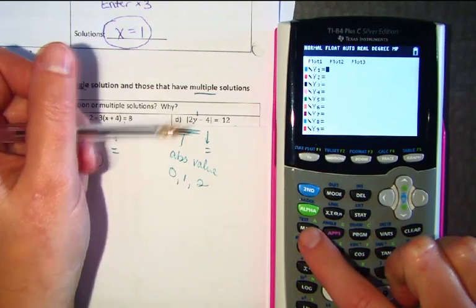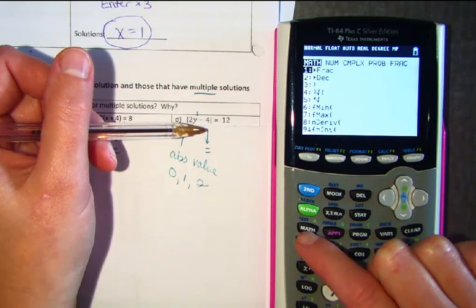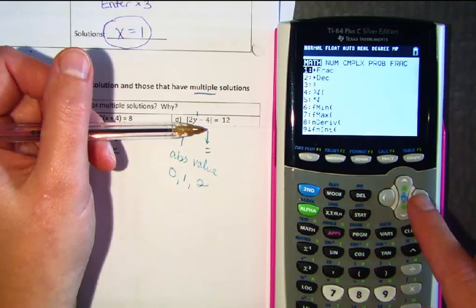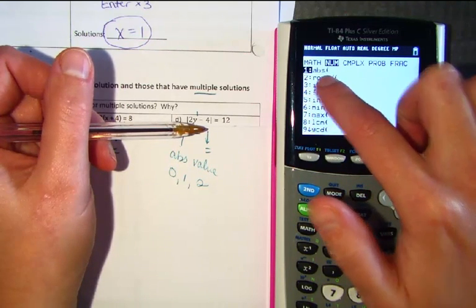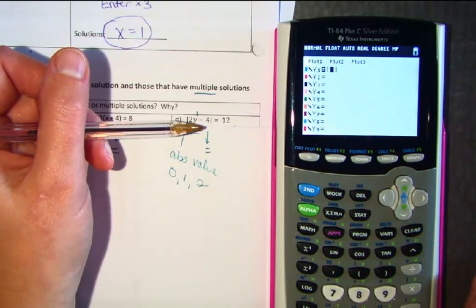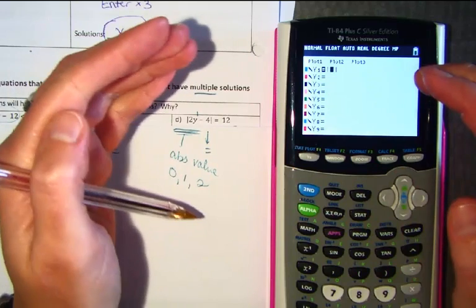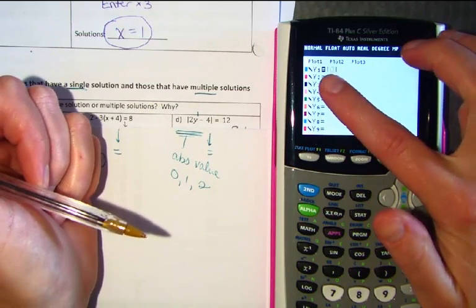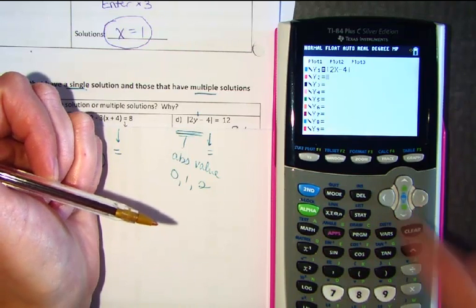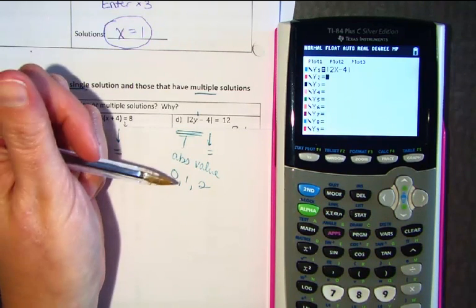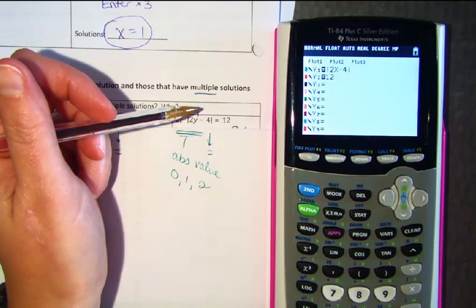Remember, to get the absolute value, we use the math button, arrow to the right. In the number menu, we're looking at the ABS, absolute value. Now it's okay if yours shows up and says ABS with parentheses. It means the same thing. 2x minus 4 is within that absolute value. And my other line is at 12.